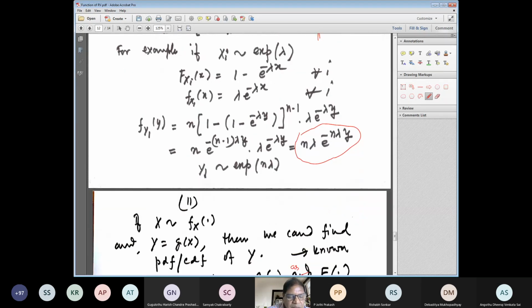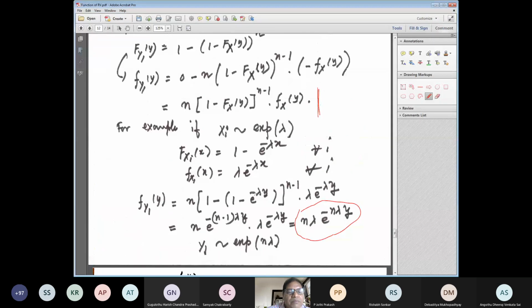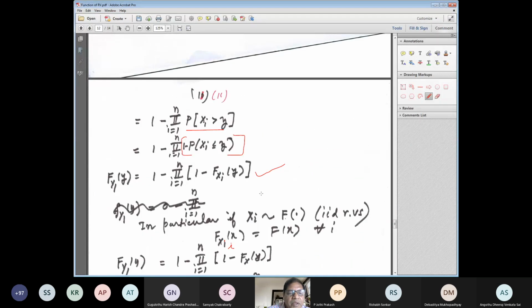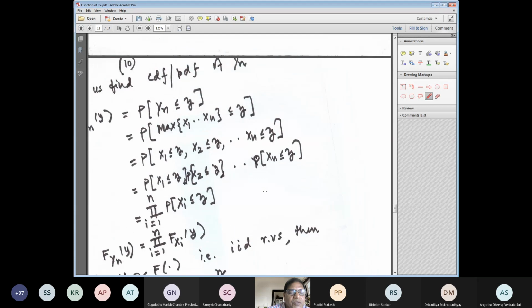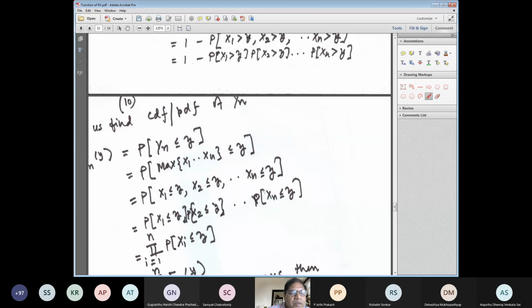Coming back to the previous one, so here now we come back. Now if we, so here you move to page 11.